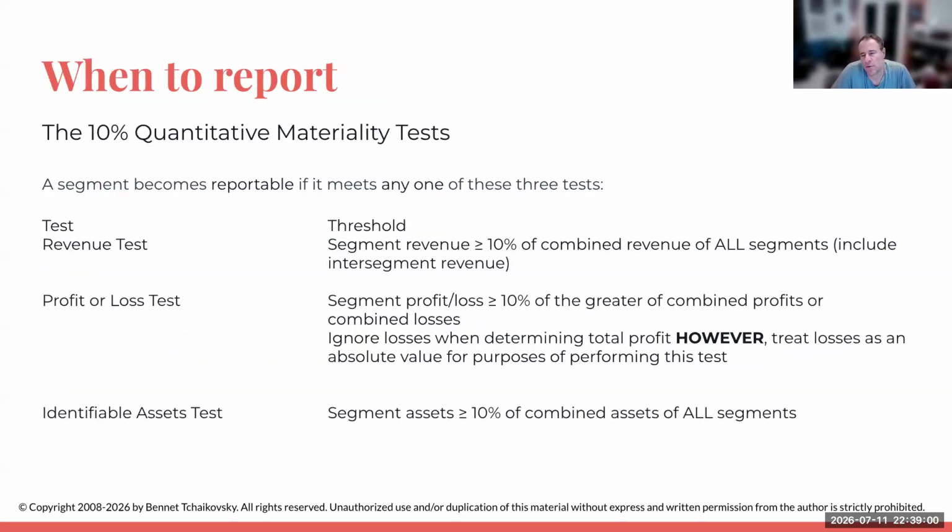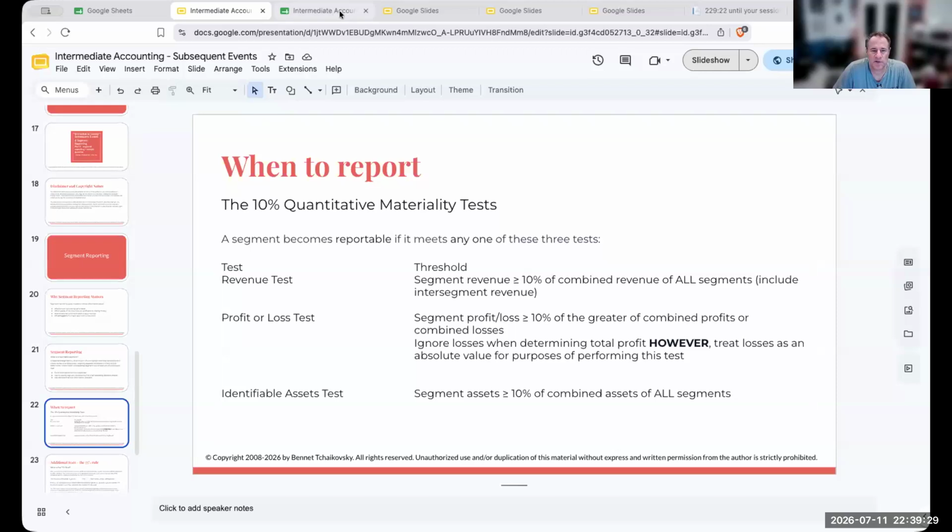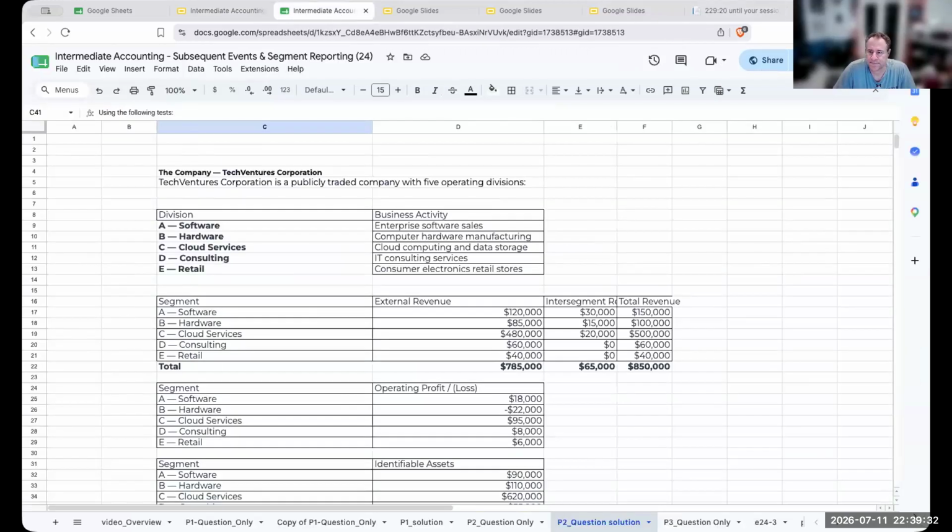Now, when do we report it? We're going to run three tests. A segment becomes reportable if it meets any one of these three tests. The first one is the revenue test: the segment's revenue is 10% or more of the combined revenue for all segments. And what's really important here is that we include intersegment revenue. As we read this, I want to go through our example, because I think that'll be the best way to understand this question.